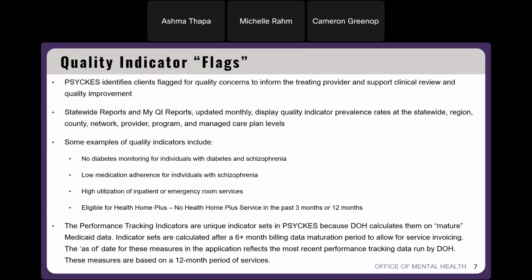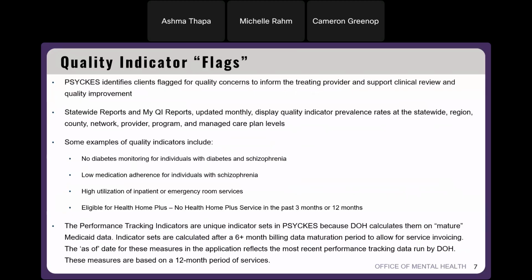So some examples of the quality indicators we have in Psyches include no diabetes monitoring for individuals with diabetes and schizophrenia, low medication adherence for individuals with schizophrenia, high utilization of inpatient or emergency room services, and eligible for Health Home Plus, no Health Home Plus service in the past 3 months or 12 months.